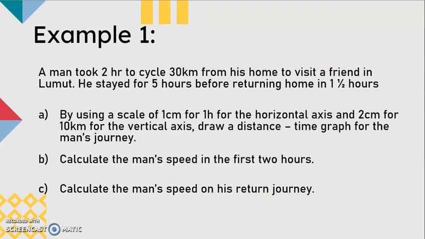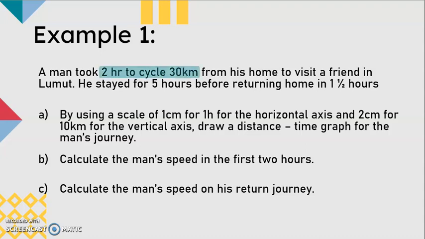So let's proceed to example number 1. A man took 2 hours to cycle 30 km from his home to visit a friend in Lumut. He stayed for 5 hours before returning home in 1.5 hours. A: By using a scale of 1 cm for 1 hour for the horizontal and 2 cm for 10 km for the vertical, draw a distance time graph for the man's journey. B: Calculate the man's speed in the first 2 hours, and lastly, calculate the man's speed on his return journey.